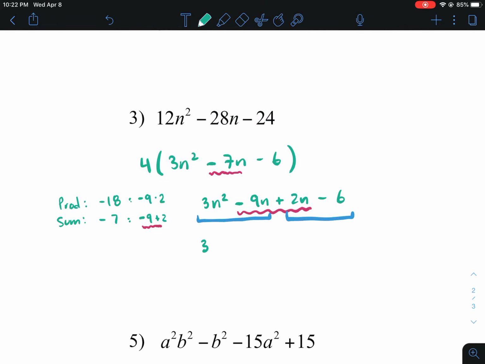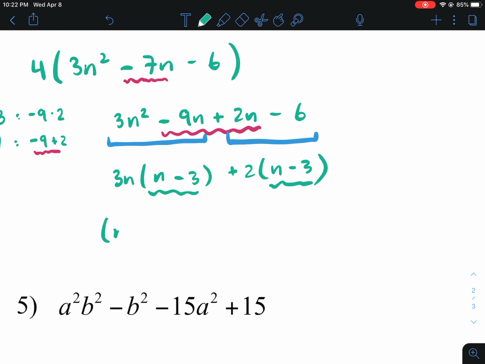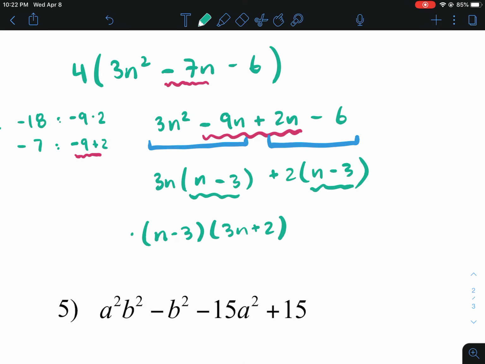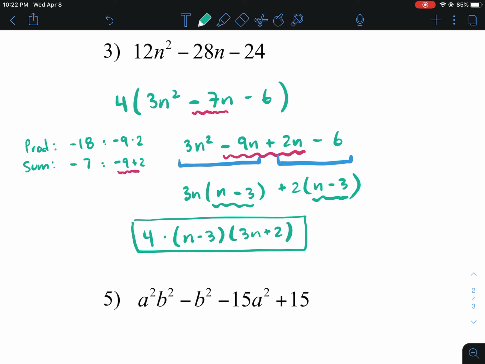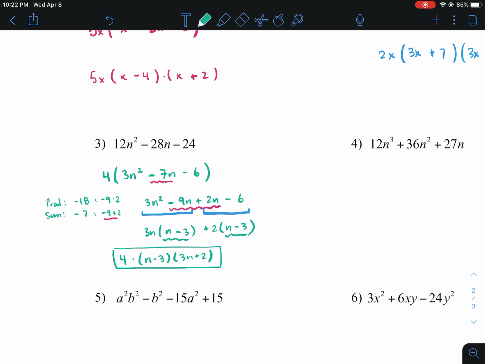The first two terms have a GCF of 3n, and I'm left with n minus 3. My second two terms, 2n and negative 6, have a GCF of 2, and I'm also left with an n minus 3. Remember, with grouping we always want to end up here, where we have a common binomial factor. Once we factor out n minus 3, we get 3n plus 2 remaining. But we cannot forget our GCF from the very beginning, and so this is our fully factored form, right? So just don't forget the GCF. If you factor out a GCF, make sure it's always included in your answer, okay? I'm going to box these as well.